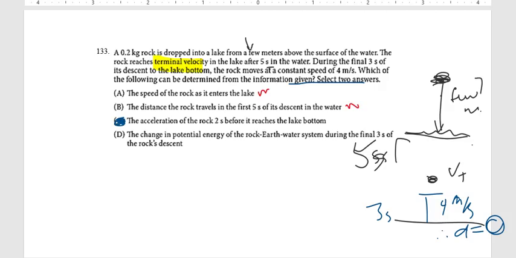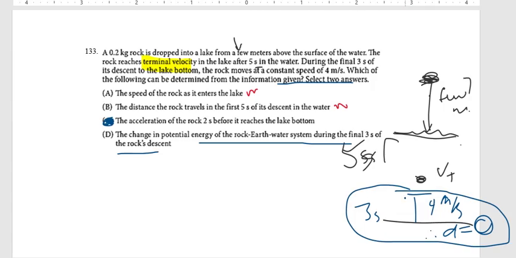Go to the bubble sheet, bubble as you go. The rock's change in potential energy of the rock-earth-water system during its final 3 seconds. That seems plausible. We've got a lot of information about this last 3 seconds, but let me try and disprove this first one. So it says the speed of the rock as it enters the lake.